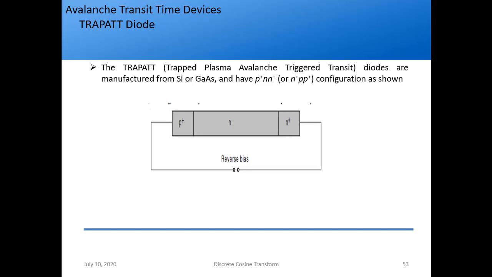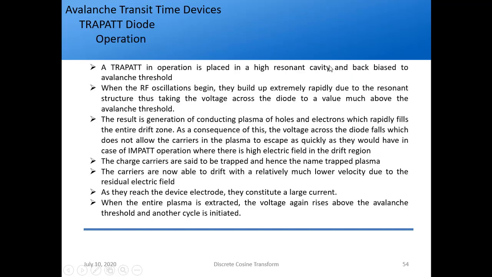So next is the TRAPATT diode. The abbreviated full form is trapped plasma avalanche triggered transit.